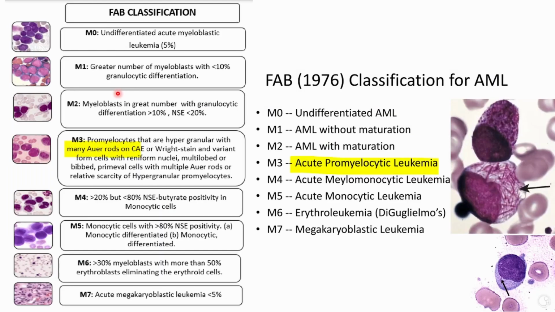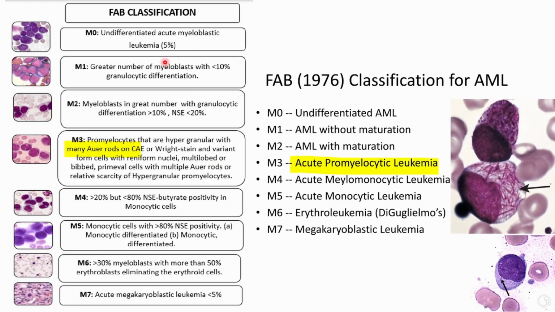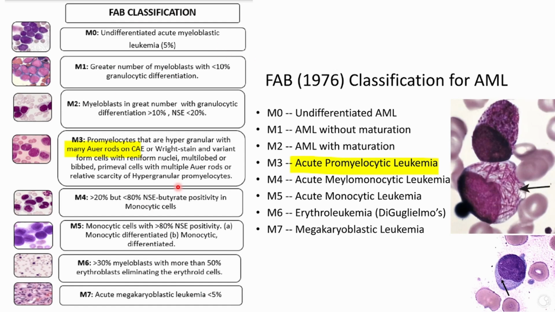Now if we classify acute myeloid leukemia, there are two classifications. One is called FAB, the French American British classification for AML. The other one is the WHO classification. In the FAB classification we have different types: M0, M1, 2, 3, 4, 5, 6. M0 means undifferentiated, then AML without maturation, AML with maturation. Then in M3 we have acute promyelocytic leukemia.